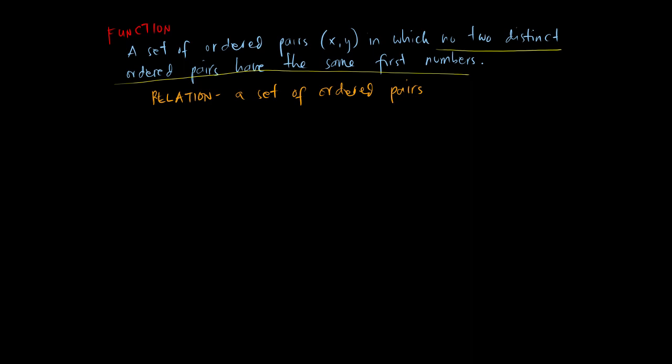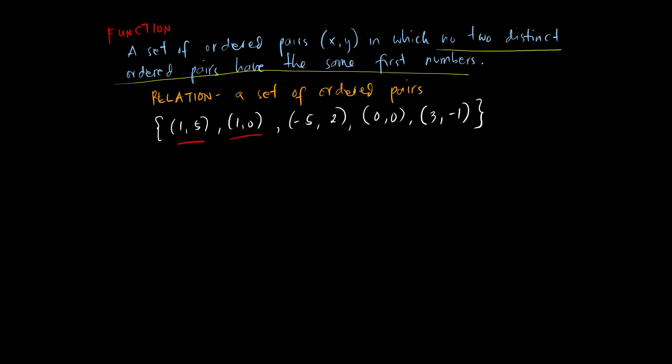A relation is simply a set of ordered pairs. So any set of ordered pairs may be considered a relation, but not a function. Here is an example of a relation that is not a function. As you can see, it satisfies the definition of a relation, which is a set of ordered pairs. But it does not satisfy the definition of a function because of the first two ordered pairs.